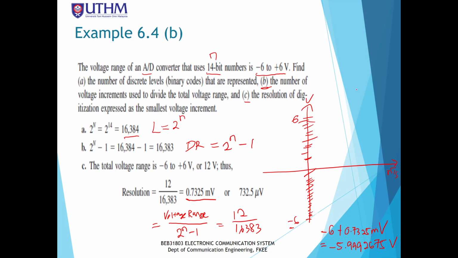Similar to the above, the next level after 6 volt would be 6 minus 0.7325 millivolt. So how much is it? 6 minus 0.7325 millivolt is 5.9992675 volt, and so on. If you want to find the voltage, you need to do it one by one.